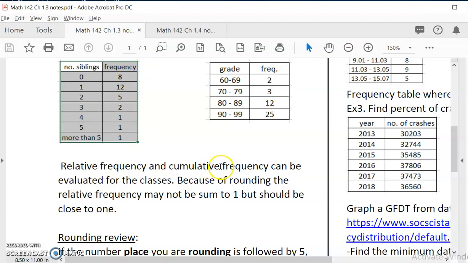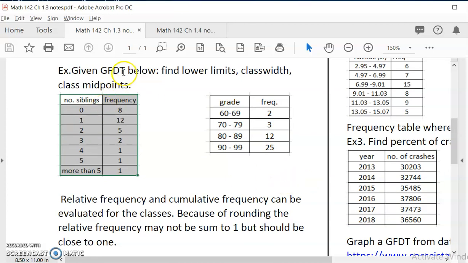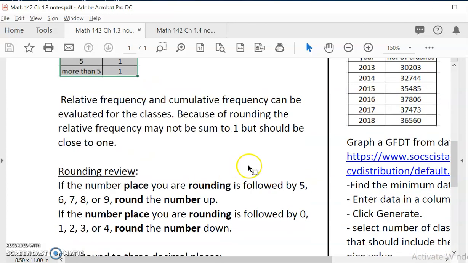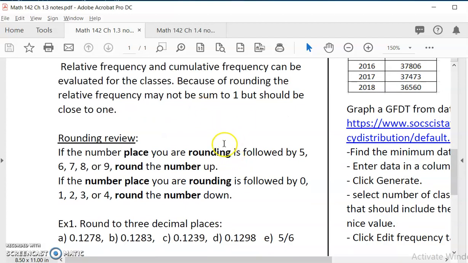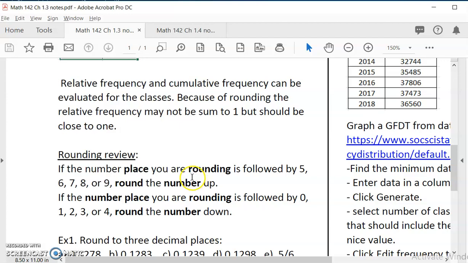Cumulative frequencies are concerned about counts of less than a number or more than a number. A lot of the time it's less than a number. So these are the two new frequency tables that we can generate from the grouped frequency distribution tables. Cumulative frequency tables are useful for finding the number less than a value. Before we go into those, I have a rounding review that I want to go over, because when we calculate relative frequency, a lot of the time we have to do rounding.